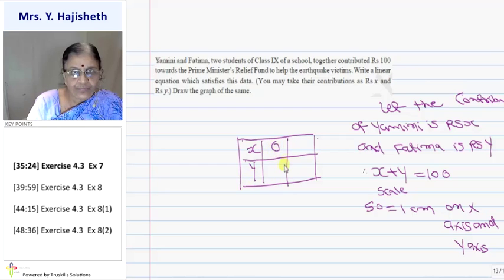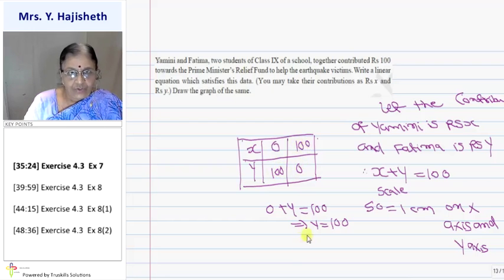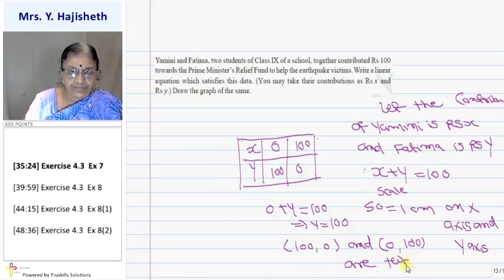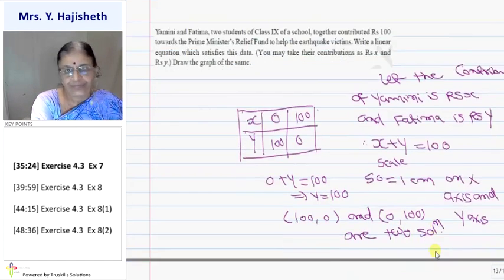x is 0, तो 0 plus y is 100, so y is 100, okay? And when y is 0, x is 100. So 100, 0 and 0, 100 are 2 solutions. Now I have to draw the graph.